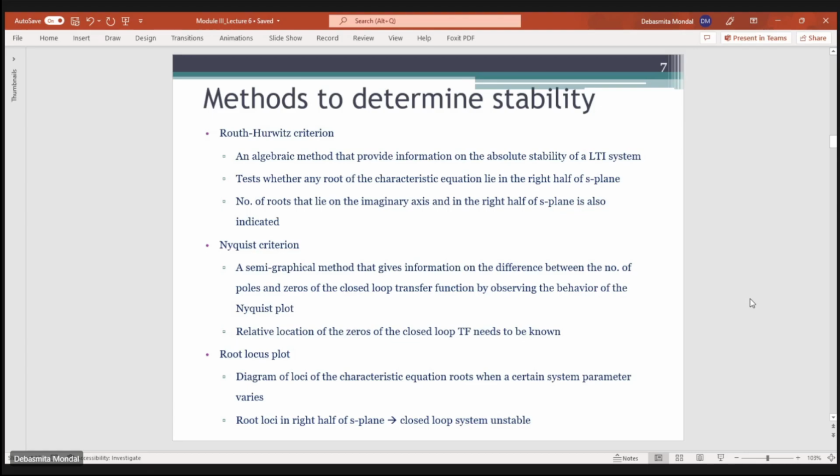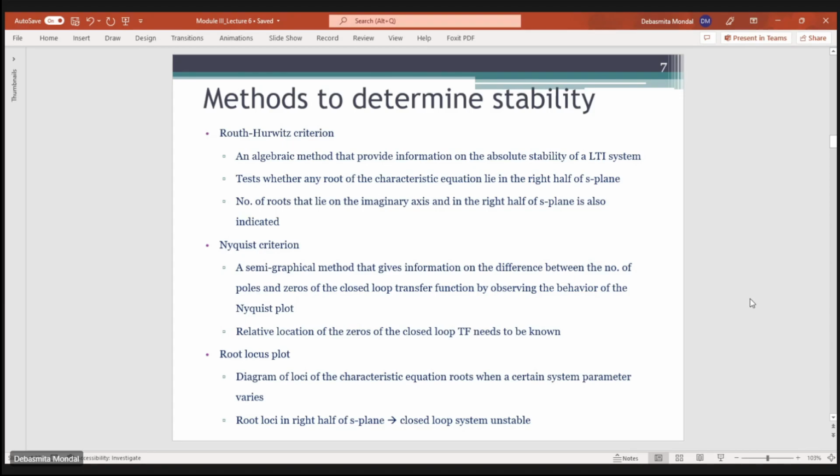In order to make life easier, or from the design point of view, we have different methods by applying which you can find out the stability of a system without finding out the output of your system. Out of these methods, one is called the Routh-Hurwitz method. This Routh-Hurwitz criteria is an algebraic method, and it provides information about the absolute stability of a linear time invariant system. Absolute stability means that using Routh-Hurwitz criteria, you will be able to tell whether a system is stable or unstable.